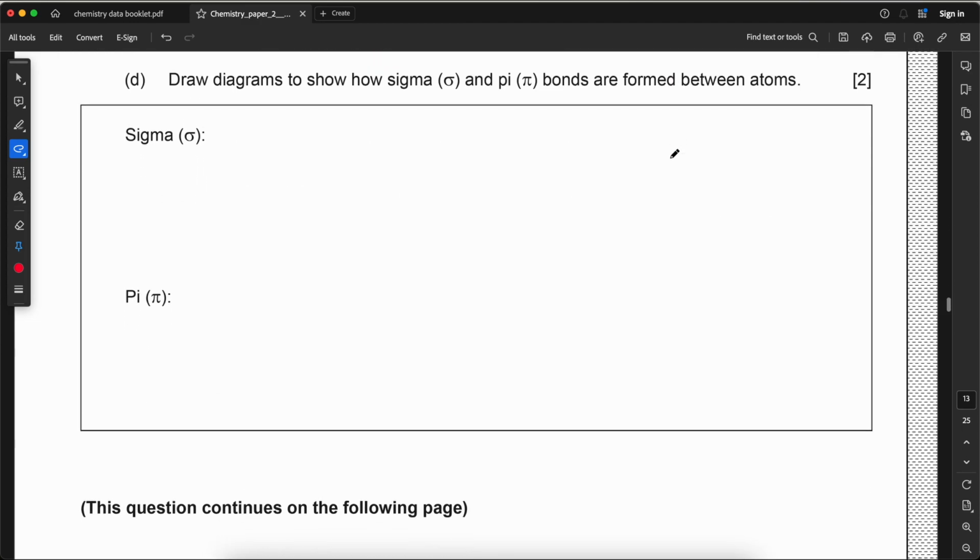Draw a diagram to show how sigma and pi bonds are formed between atoms. Could be like this. Okay. And for this one, it will be like this. Or it could be like this. Okay. So head-on overlap or sideway overlap.